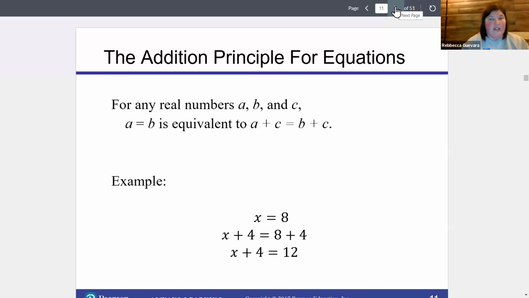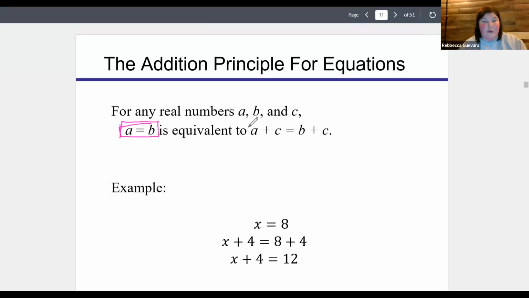So the addition principle, this kind of seems a little silly, but just to go through it, these are principles. So for any real numbers A, B, and C, if A and B are equal to each other, then that also means there's the equivalent equation, which is that A plus C equals B plus C. So those are equivalent.